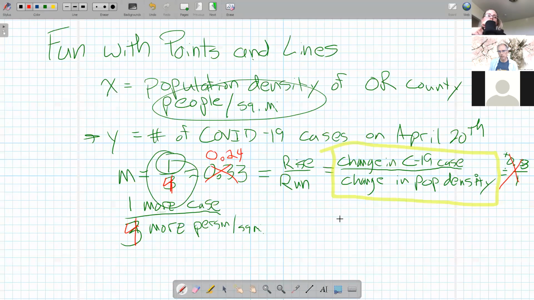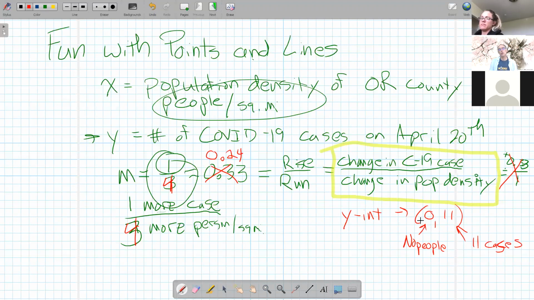And then the y-intercept is a point, 0 for x, whatever for y. In my case, I just got about 11. So this means, what's my x? 0. So if there are no people per square mile, then there should be 11 cases. Does that make any sense? How can you have 11 cases if there's no people? So the y-intercept is just there to kind of balance the slope to fit that. Because if there's no people, there should be no cases.